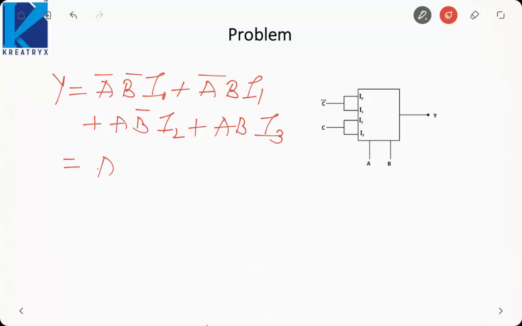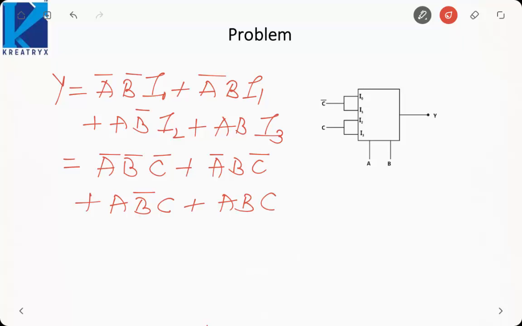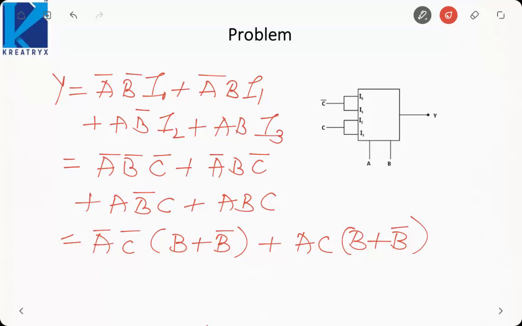So A bar B bar I naught is equal to C bar plus A bar B C bar plus A B bar C plus A B C. If you take A bar C bar common from the first two terms, it will be B plus B bar. If I take AC common here, it will be B plus B bar. So it will be AC plus A bar C bar, because B plus B bar will be 1. So it will be A XNOR C. This will be my logic expression. So if you remember the logic expression for 2:1 mux and 4:1 mux, then I feel you can derive any logic expression using the multiplexer.